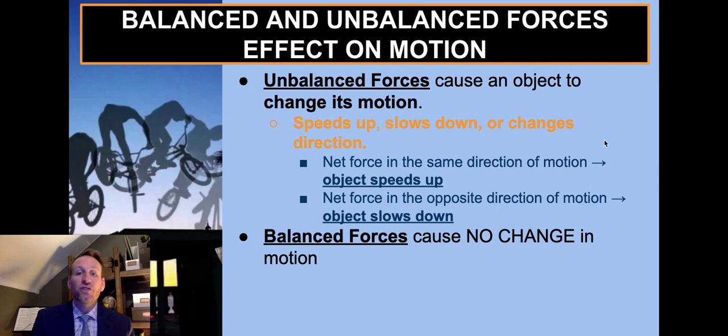Balanced forces cause no change in motion, like we were talking about. No change in motion for those balanced forces. Go back to the graphing slide when it was that straight line, when the speed was constant. That meant there were balanced forces acting on the object. And there it is: maintains constant speed and direction. No change in motion.